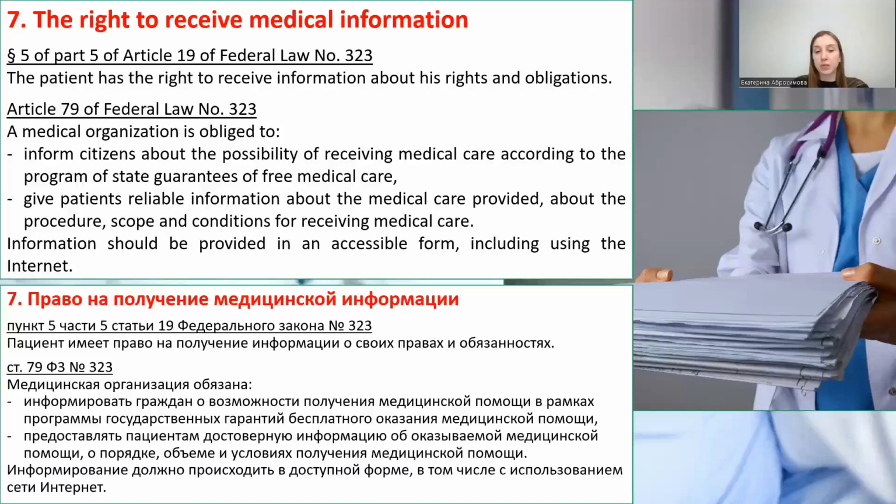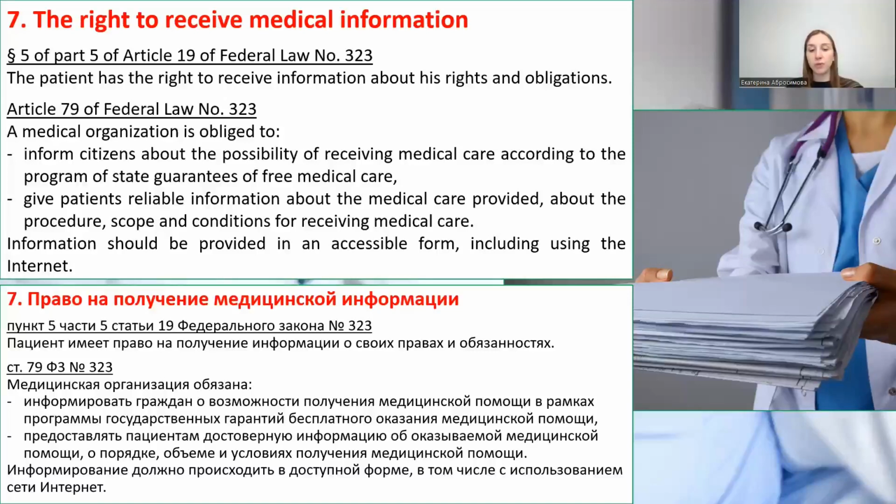The provision of information to the patient is also regulated by the order of the Ministry of Health dated the 12th of November 2021, which is called on approval of the procedure for familiarizing the patient or his legal representative with medical documentation reflecting the patient's state of health. And also in the letter of the Ministry of Health of the Russian Federation, dated the 15th of March 2017, which is called Recommendations on the Provision of Information on the Activities of Medical Organizations, posted on the official websites of state authorities of the regions of the Russian Federation in the field of health protection and medical organizations in the information and telecommunication network Internet.